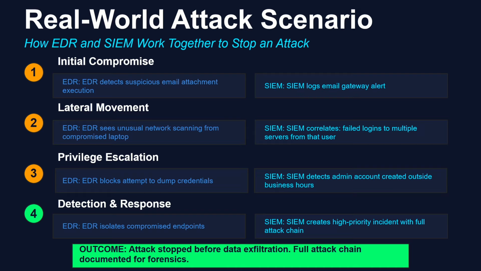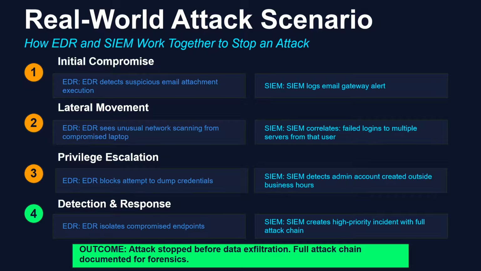The next hypothetical step is privilege escalation. This is when the attacker tries to gain admin rights to move deeper into the network. The EDR blocks an attempt to dump credential hashes from memory, which is a common known attack technique. The SIEM detects that a new admin account was created at 2 a.m. on a Sunday, way outside of the business hours, from the compromised system. Now, both systems are actively preventing the attack from escalating.